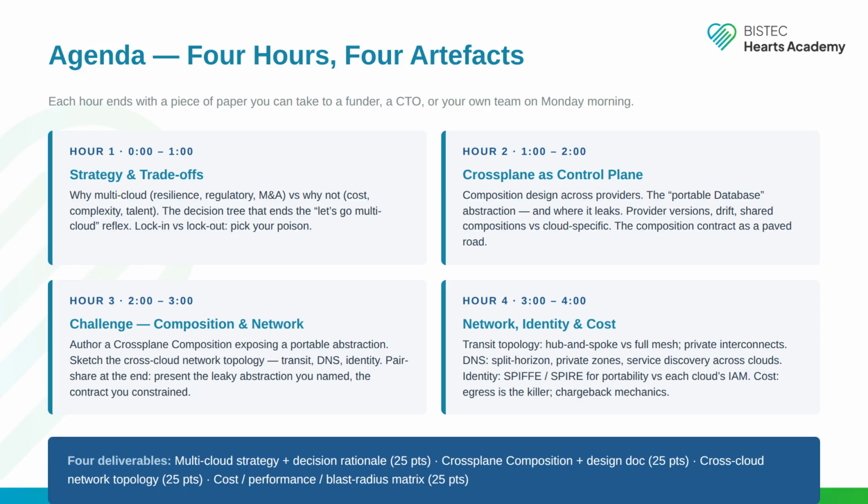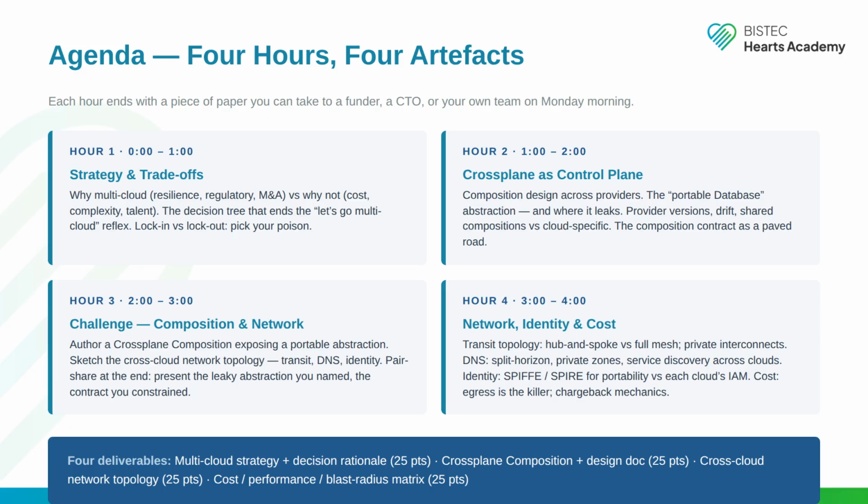Hour 3 is the architecture challenge. You will author a Crossplane composition exposing a portable abstraction. Sketch the cross-cloud network topology, transit, DNS, identity. Pair share at the end. Present the leaky abstraction you named, the contract you constrained, the off-road escape hatch you designed.